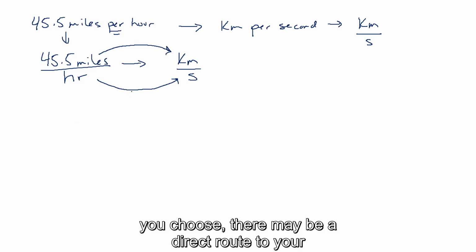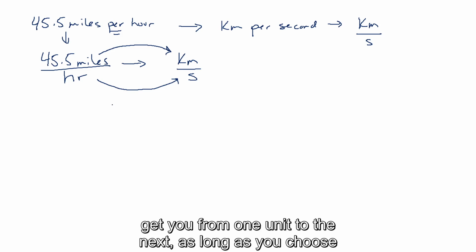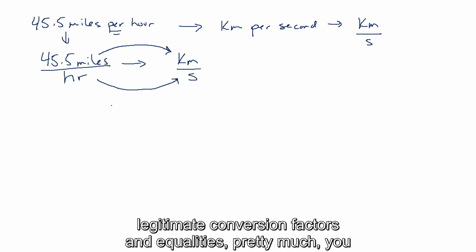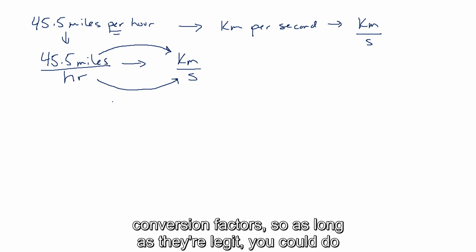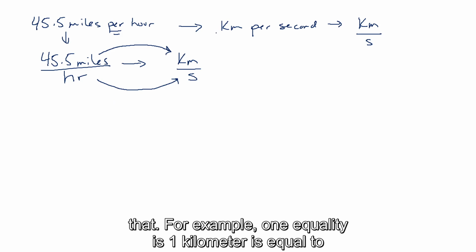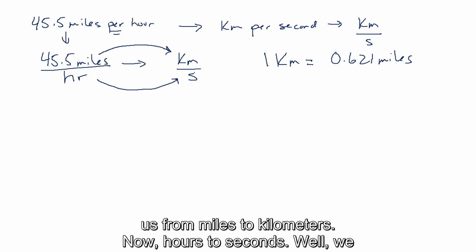There may be a direct route to your conversions. There may be multiple conversions needed to get you from one unit to the next. As long as you choose legitimate conversion factors and equalities, you can sometimes get to the same answer using different conversion factors. So as long as they're legit, you can do that. For example, one equality is 1 kilometer is equal to 0.621 miles. That's an equality that will directly take us from miles to kilometers.